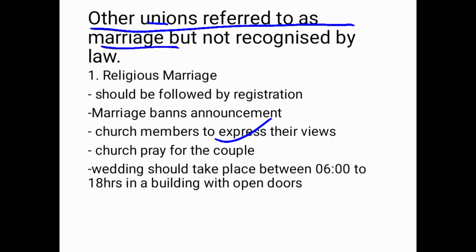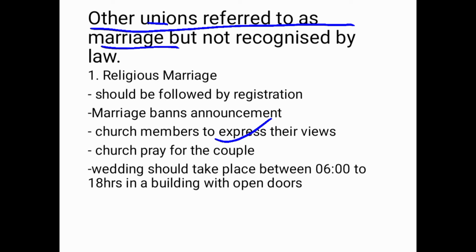Any church member, within the period of 30 days, that's for the Catholic, I don't know other churches. For the Catholic, it's 30 days. Within 30 days, a church member can go to the church priest and express his or her own view about the parties getting involved in marriage. Are they eligible? Or is it okay for them to get married?